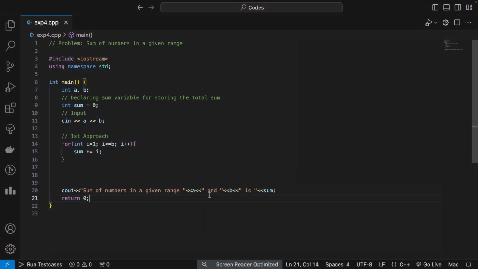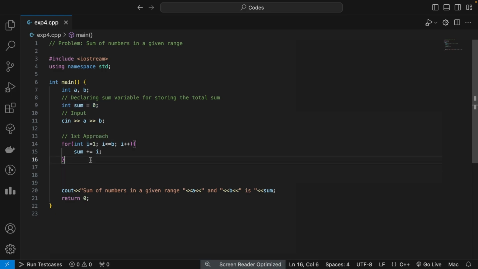Okay, now let's code this sum of numbers in a given range. So basically two numbers will be given to us, right? A and B, that is starting number and last number. Okay, now I have defined these integer variables, let's say a and b, and I am taking the input from the user. Okay, and let's say this is our sum variable.